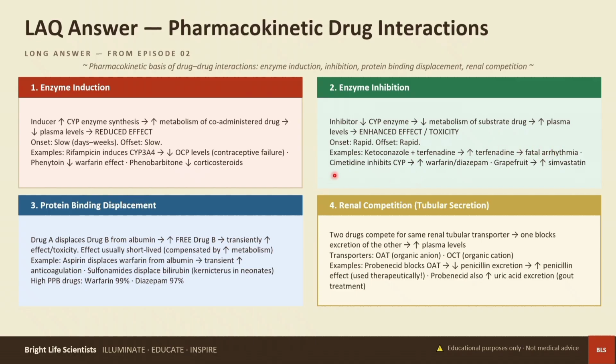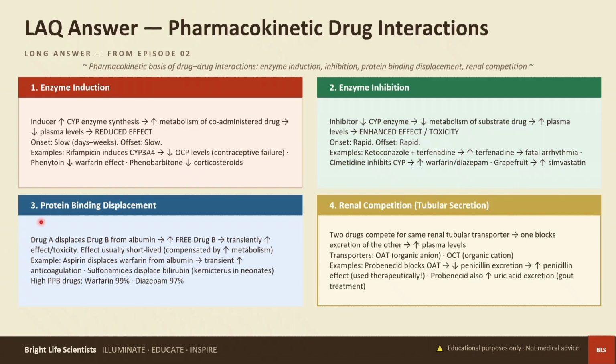Cimetidine inhibits CYP and raises warfarin and diazepam levels. Grapefruit, as we just discussed, inhibits CYP3A4 and raises simvastatin levels. Mechanism 3, protein binding displacement.